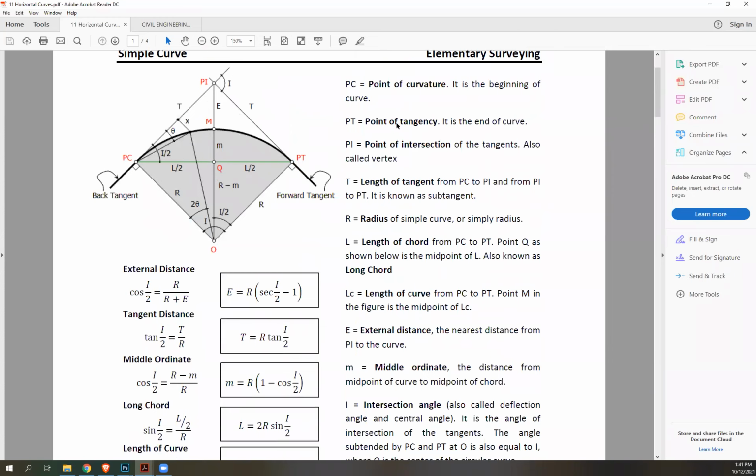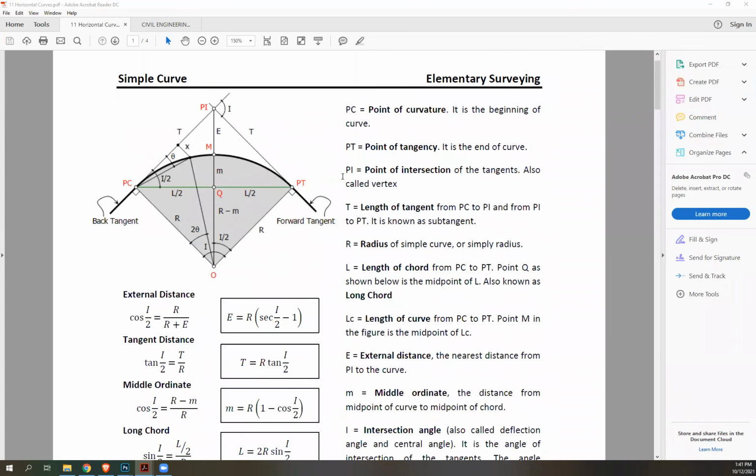You have your points PC and PT. Those are your point of curvature and point of tangency. Point of curvature is the beginning of the curve. Point of tangency is the end of the curve. You have your PI, which is the point of intersection of the tangents. It's also called the vertex.